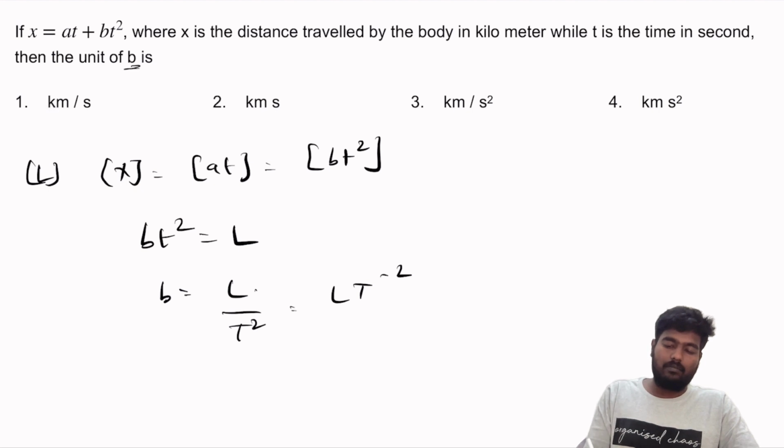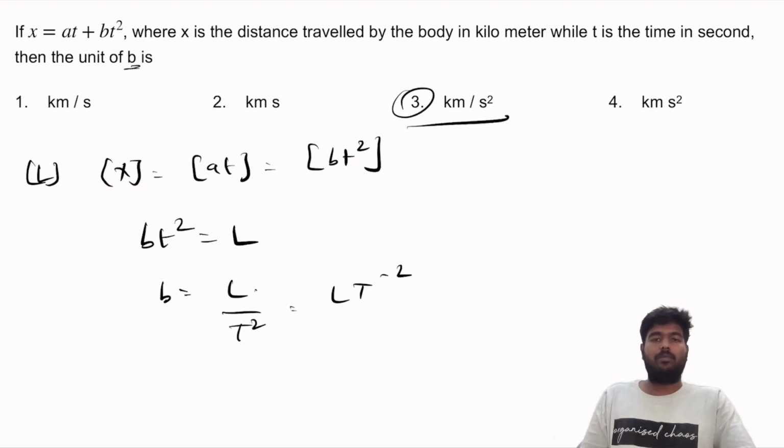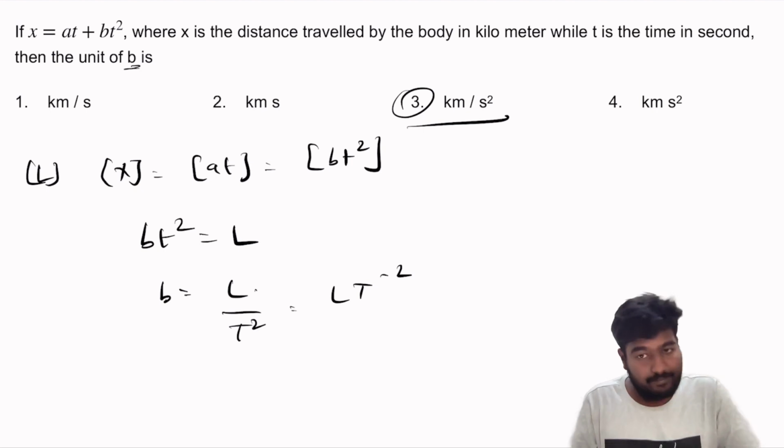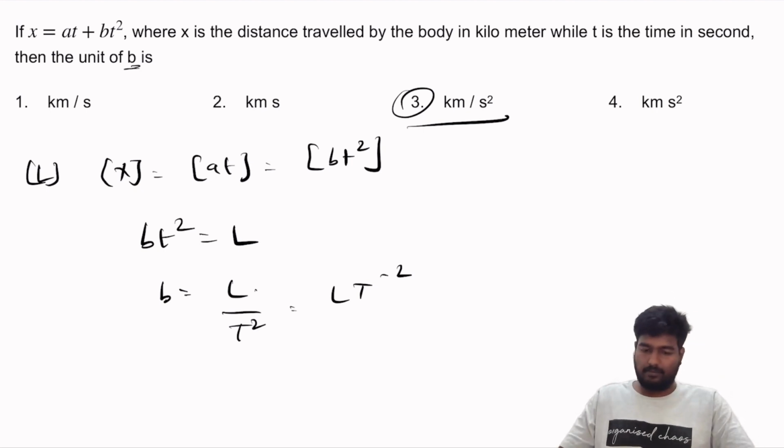This is length by time. This is length into time. This is length divided by time square. This is length into time square. So this is length divided by time square. So 3 is the right answer. Nice way of asking.